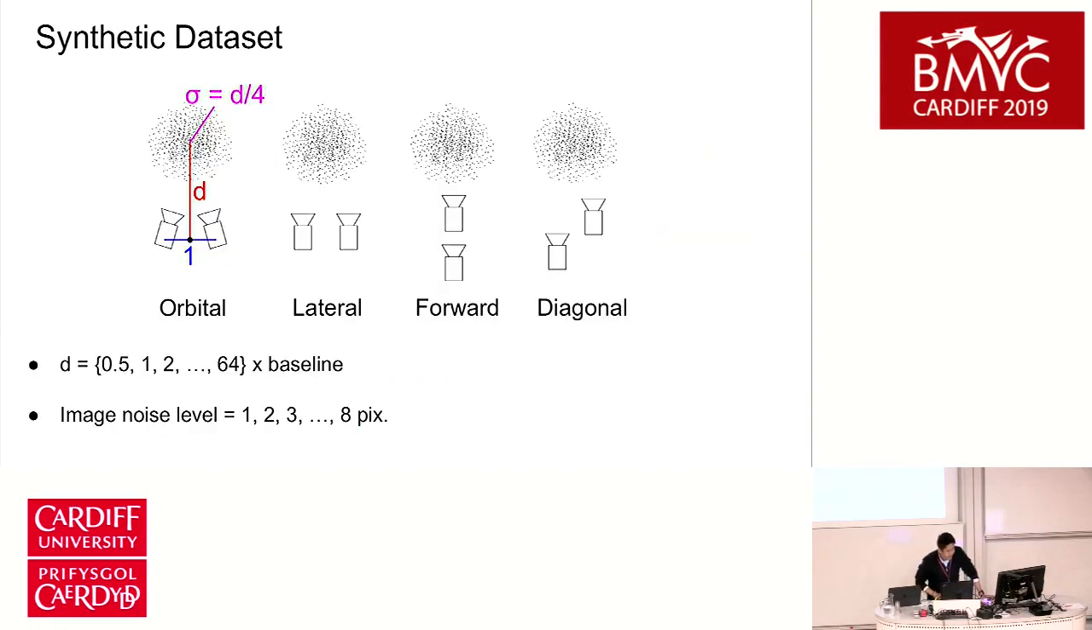For evaluation, we created a synthetic data set consisting of 4 different pose configurations as shown here. The point cloud is generated with a Gaussian radial distribution, and we vary the distance between the point cloud and the cameras from 0.5 to 64 times the baseline. We also vary the image noise level from 1 to 8 pixels. In total, this provides over 1 million unique triangulation problems.